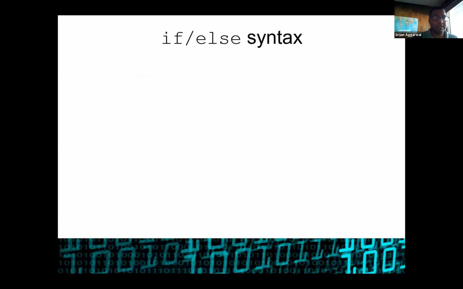Okay, so the if-else syntax in Matlab: I have the if statement. If A is equal to 2, if that is correct, then display. That's the way of doing cout in Matlab. Display A is 2, else display A is not 2, and then end. So notice there are no curly brackets here.